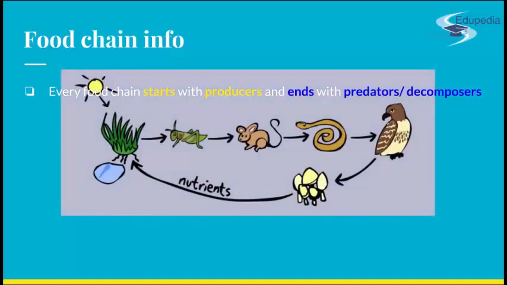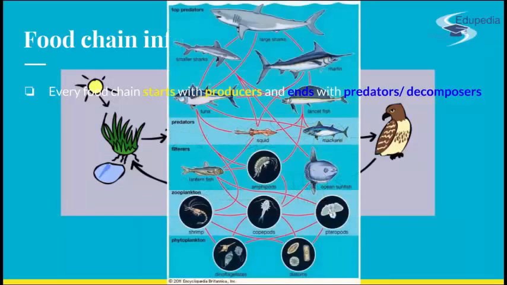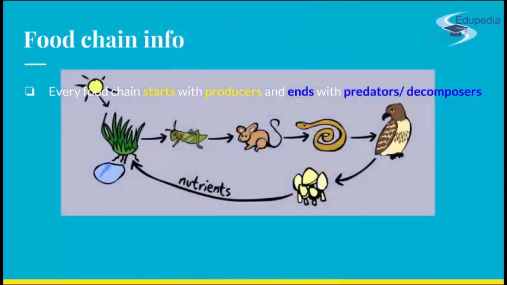As you can see, it's a linear system, but in reality it's actually just a small part of something much more complicated, of something like this. And this is known as a food web. But we will talk a bit more about this later. Okay, so back to the food chain.